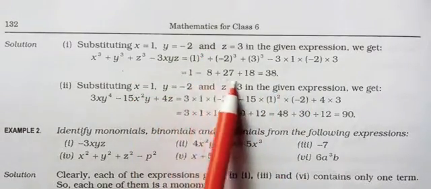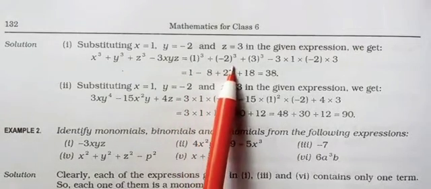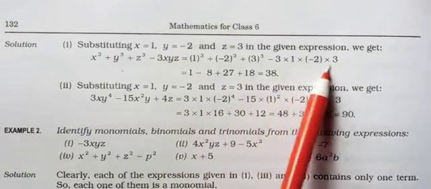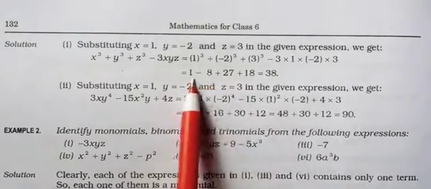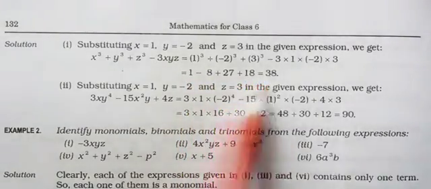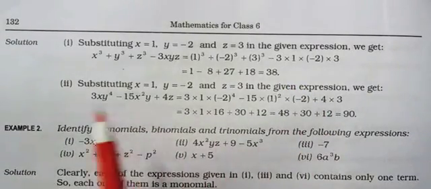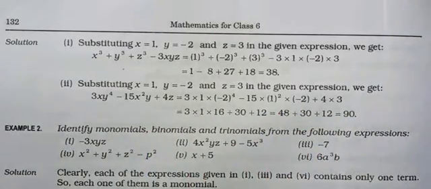After calculating, as we know, 1 cube is equal to 1, minus 2 cube is equal to minus 8 and 3 cube is equal to 27, and the product of these terms we are getting 18. Calculating that, we get the overall result 38. So my required result is 38. Similarly for the next one, you can get it from your book R.S. Agarwal.